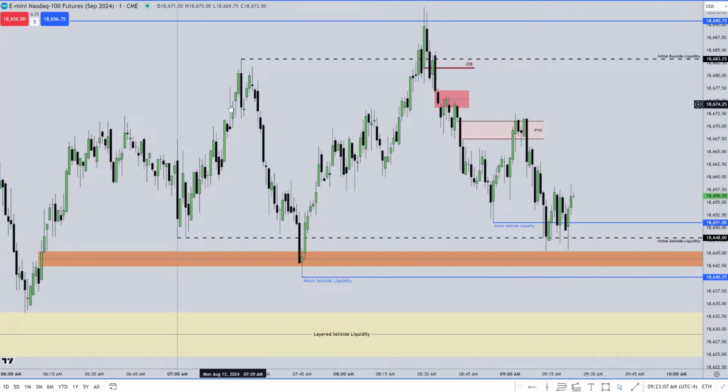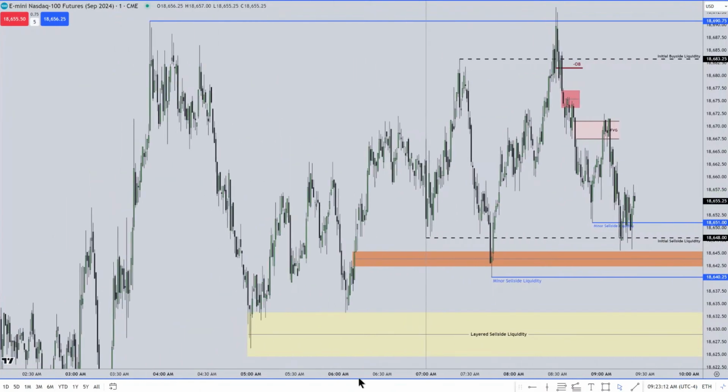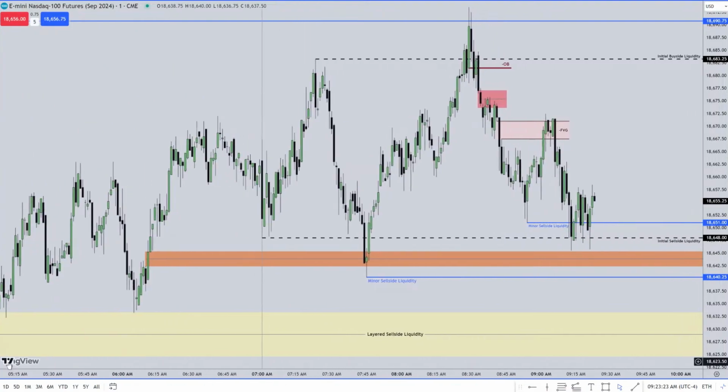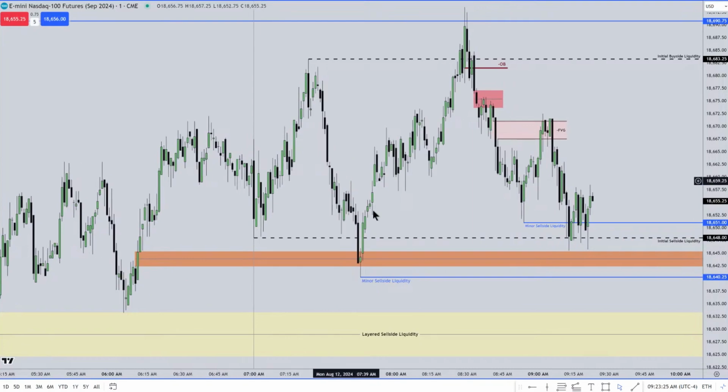And if you scrub over here to the left a little bit more, Michael. So you have all these relative equal highs. The market did in fact make a run above that. So that disrupted all that price action over there, which leaves this low, which is a minor sell side liquidity.